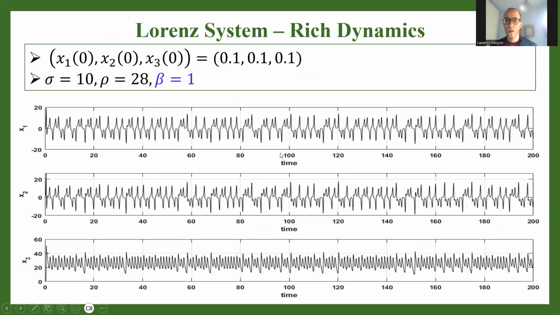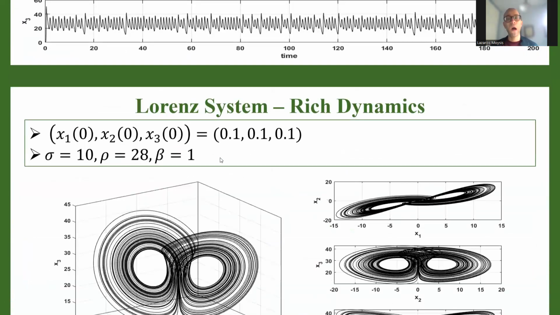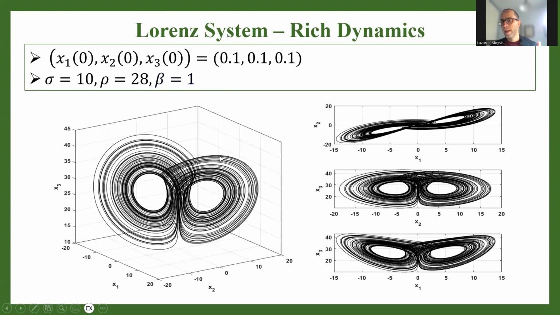Again, for beta equals 1, what happens? You will see that the trajectory, I'm sorry, now becomes again irregular. So probably if I plot it in 3D, okay, yeah. Now it's very clear. Again, I have chaotic behavior, right? Because I have irregular patterns.